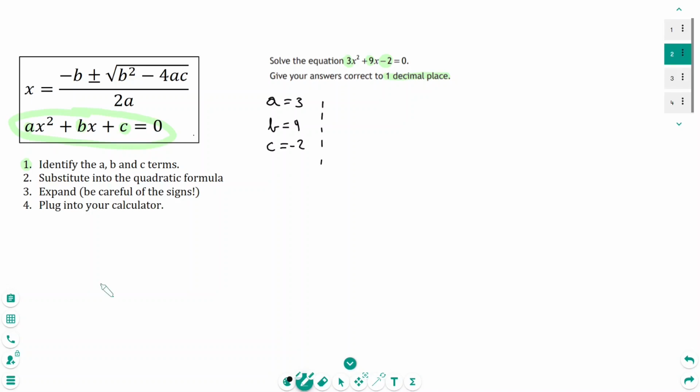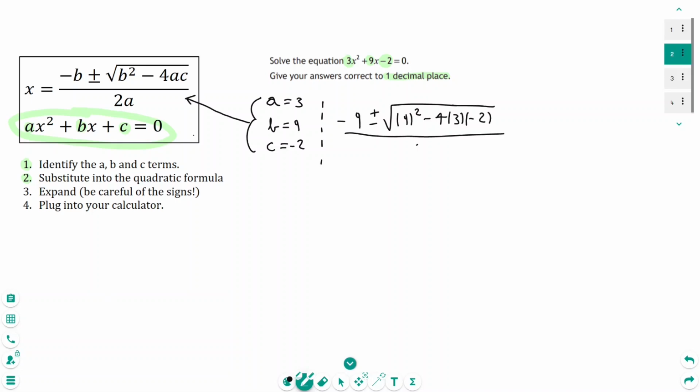So, we've done step 1. Now, we need to do step 2. We need to substitute these into the quadratic formula. So, step 2, let's carry that out. We'll get minus b, which is minus 9, plus or minus the square root of b squared, which is 9 squared, minus 4 times a, which is 3, times c, which is minus 2. And that's all divided by 2a, so 2 times 3. So well done, we've substituted in.